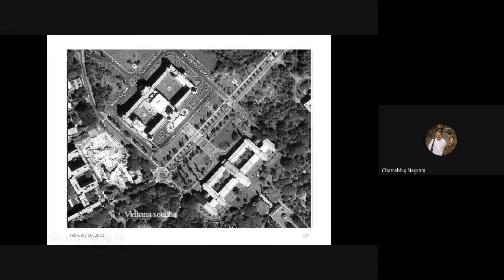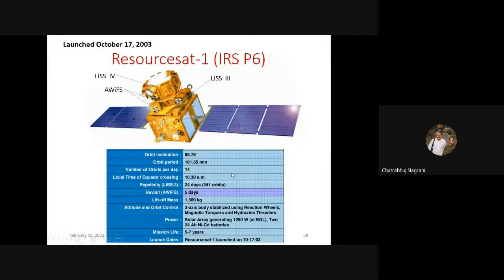Now you can see the type of imagery and the resolutions which we got. I'm not going into the application, so we'll not see that. Now this was Cartosat, this was our TES. We made this TES. There were some limitations. It was very heavy.